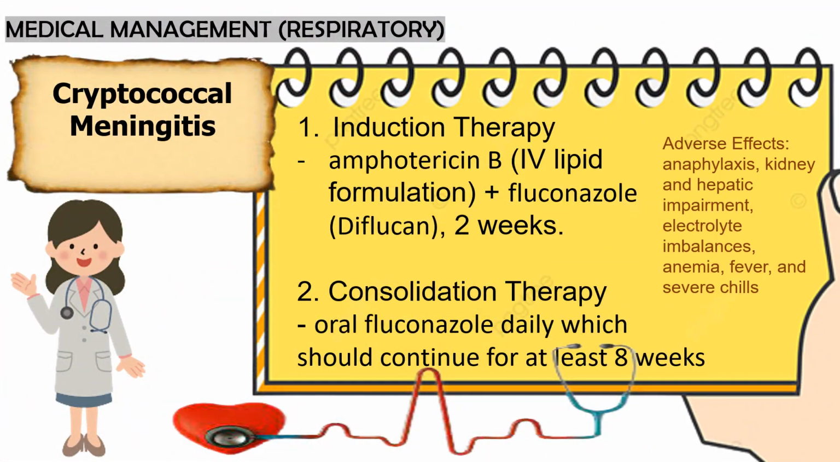For patients with cryptococcal meningitis, the treatment includes 3 phases such as induction, consolidation, and maintenance therapy. For induction therapy, this includes amphotericin B or IV lipid formulation plus fluconazole or Diflucan for 2 weeks. And then consolidation therapy includes oral fluconazole daily, which should continue for at least 8 weeks.